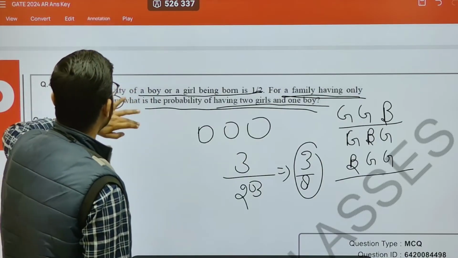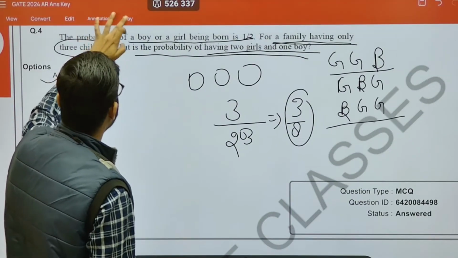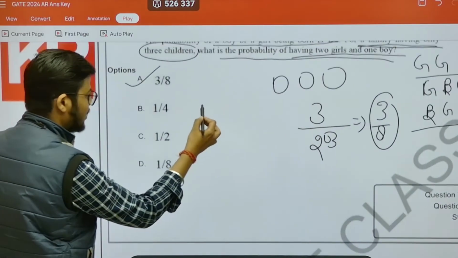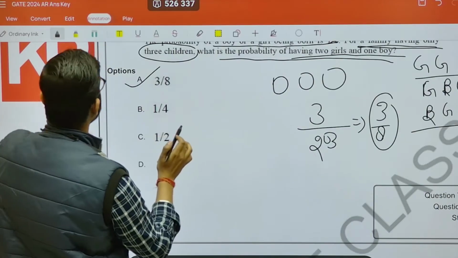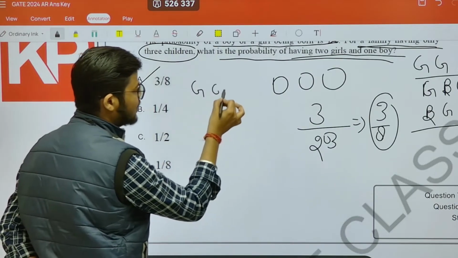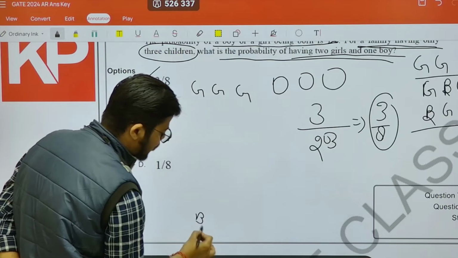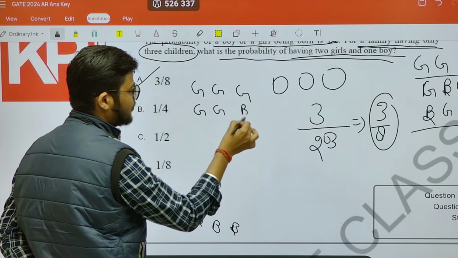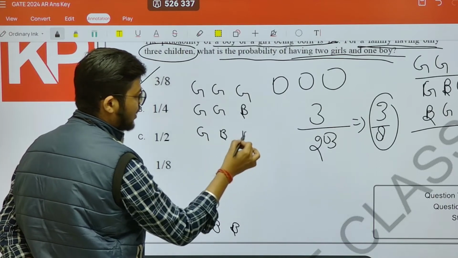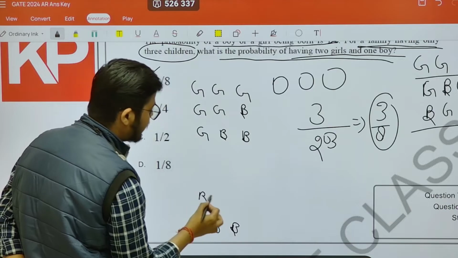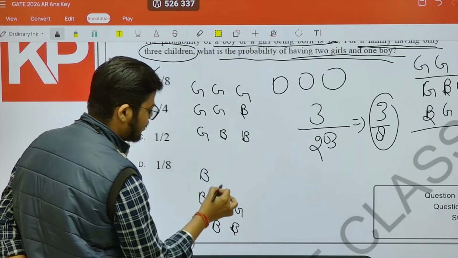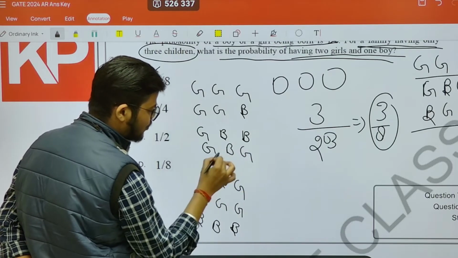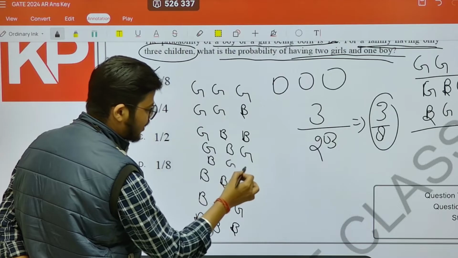We have 3 kids in a family. Now they can be either girl or boy. So what are the possible combinations? Just try to understand. Either they can be girl, girl, girl, or boy, boy, boy. Now what other things can be? Girl, girl, boy. Then after that girl, boy, boy. Then boy, girl, girl, boy, girl, boy, and then girl, boy, girl, and then boy, girl, boy.